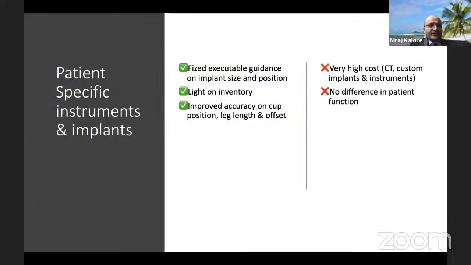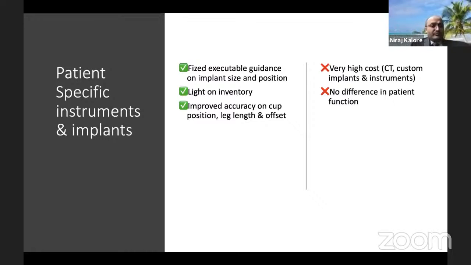So it gives fixed guidance. This is not live guidance. So if something goes wrong during surgery, unless you are using additional navigation, you don't exactly know what is happening. You may know that it's wrong. You don't know exactly how wrong it is. This does make the inventory lighter because you don't need to carry so many instruments, because all the cutting blocks are already coming in a sterile pack. You only have one cutting block for one cut, or maybe two blocks for one cut, something like that.